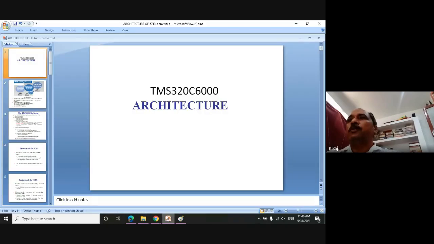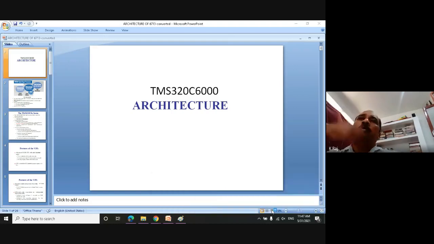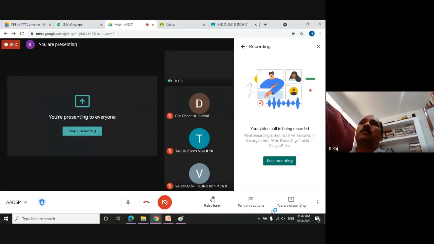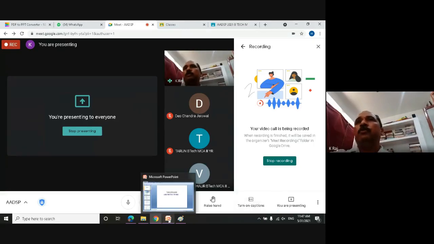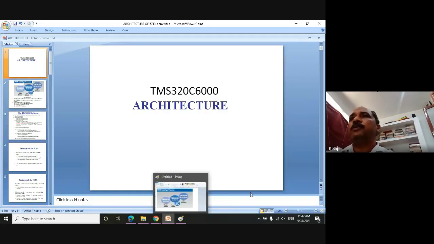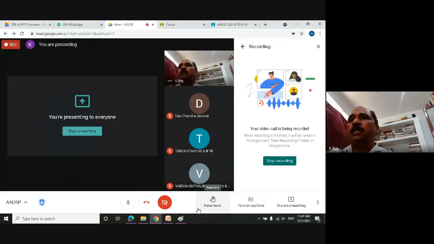Architecture of the TMS320C6713. Here we will discuss the architecture of the TMS320C6713, which has already been discussed. We have discussed some concepts, but today we'll discuss the other concepts related to this one.